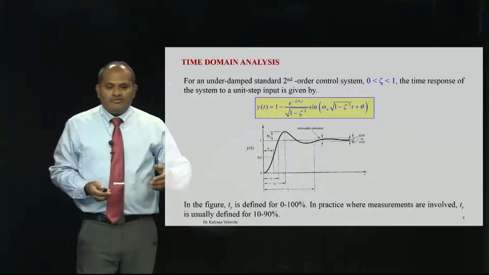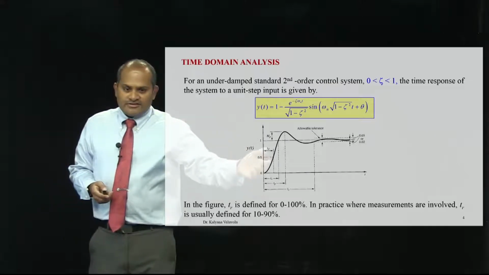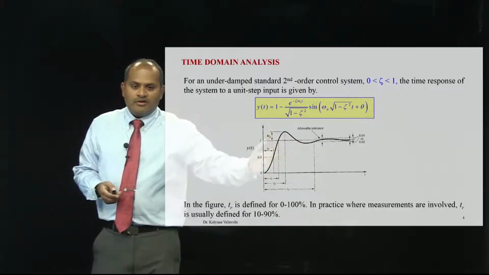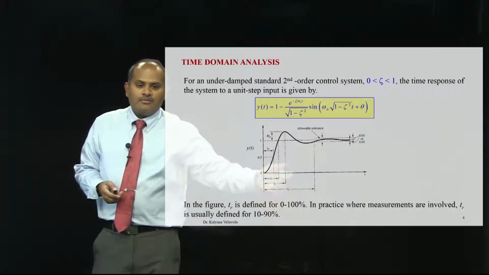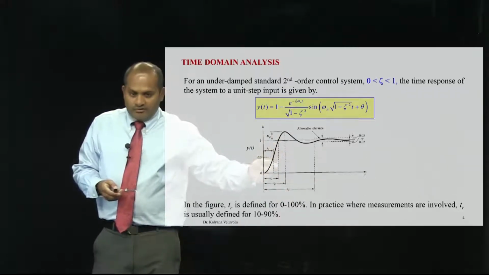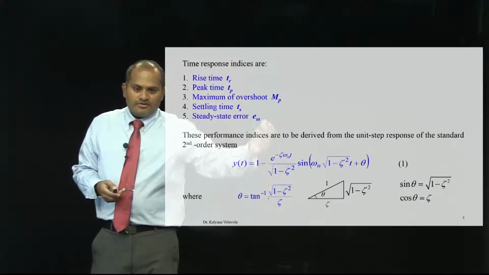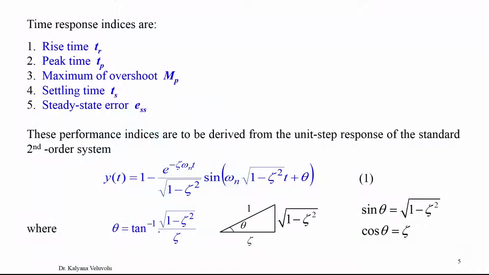In the last class, we just discussed the step response characteristics. We analyzed how the various terms are defined: the rise time, peak time, settling time, and overshoot. We have gone through the simpler expressions and how this analysis is done. We defined cos theta equal to eta, sin theta equal to square root of 1 minus eta square, so that you can formulate theta equal to tan inverse of square root of 1 minus eta square by eta. We are going to use these expressions to find various time response indices.